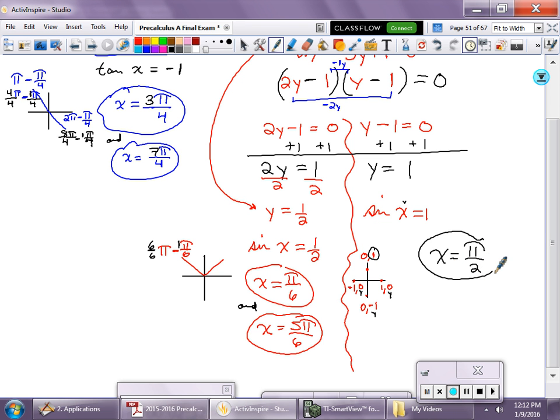So you have 3 solutions for this problem. This is enough, but if you want to write them in a nice organized fashion, which is least to greatest, your solution set will be, from least to greatest, pi over 6, 5 pi over 6, and pi over 2. And that is your solution set.